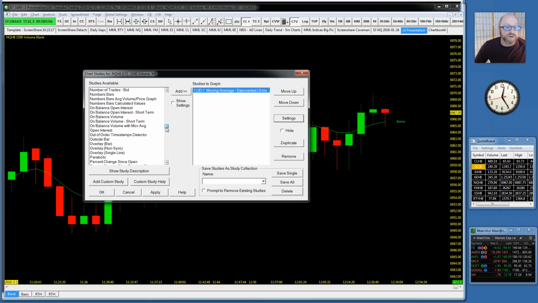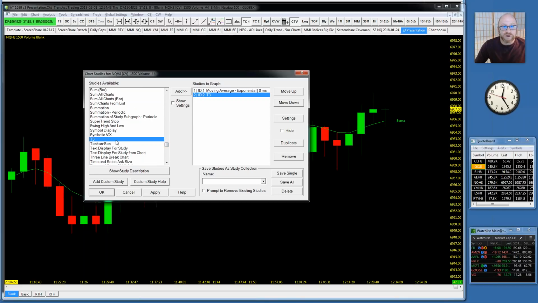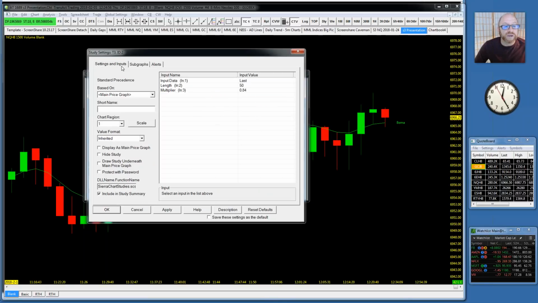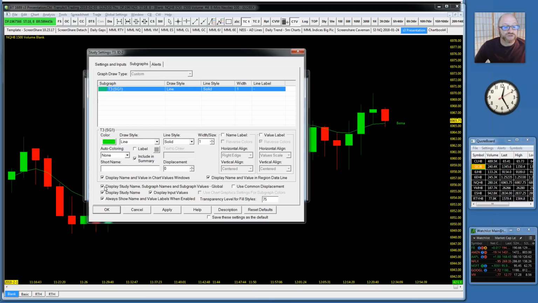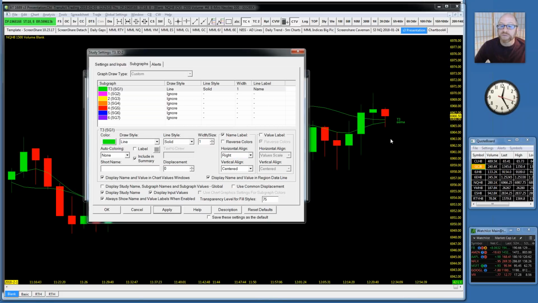The next moving average I'm going to apply is the T3 study. Now, many of you might already be familiar with the T3 study. It's the Tim Tilson moving average, a little bit smoother. And we're going to use, again, the same moving average length. We're going to set it to an 8. And the multiplier is 0.79. I will go to the subgraph. I'm going to uncheck display study name. Again, same thing, name label. I'm going to keep it to the right, hit apply, and there's my T3 moving average.